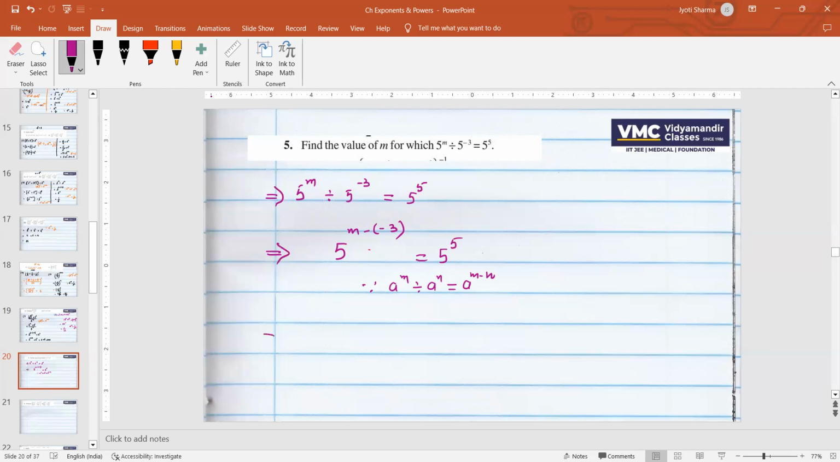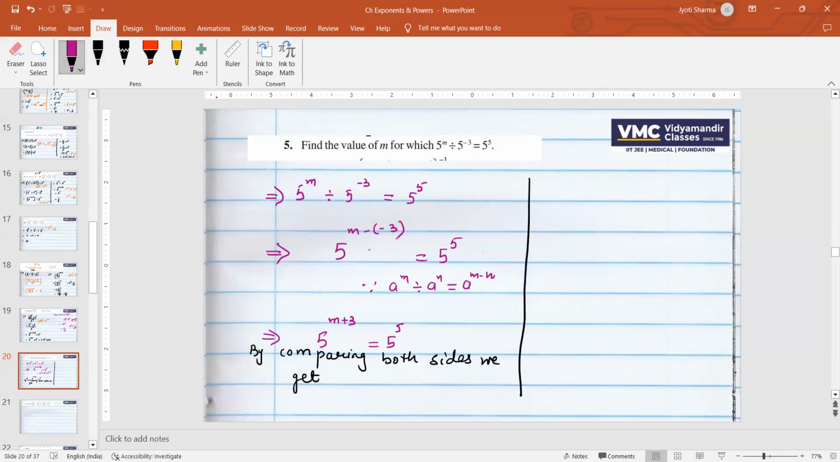This implies this. Finally, I will get that 5 raised to the power m plus 3 equal to 5 raised to the power 5. And again, here I can write by comparing both sides, and then finally I can write that m plus 3 is equal to 5, because this has to be equal. So m equal to 3 will be transposed there.